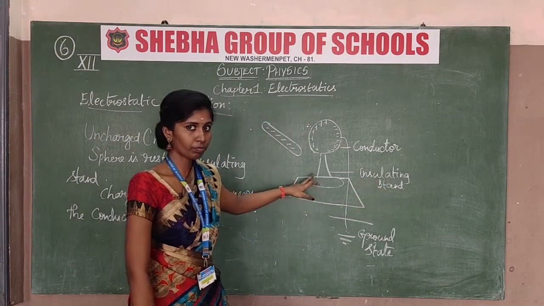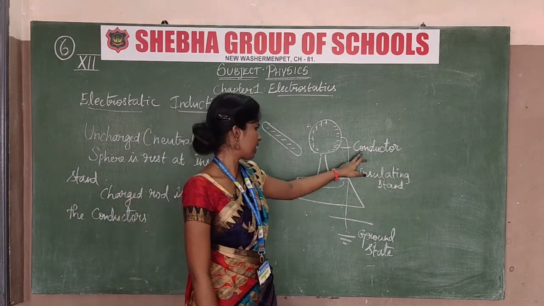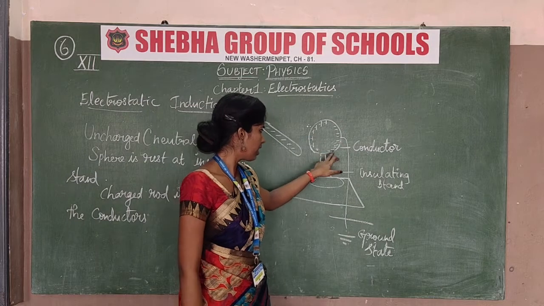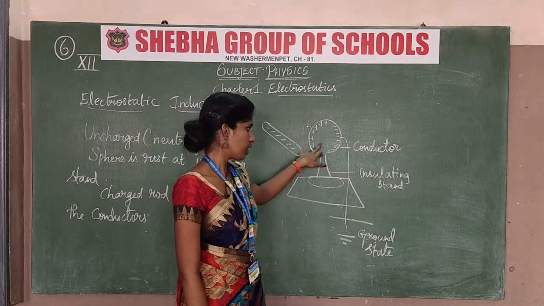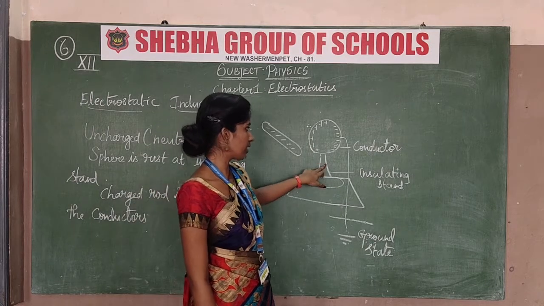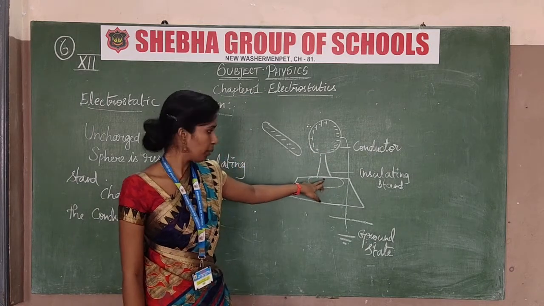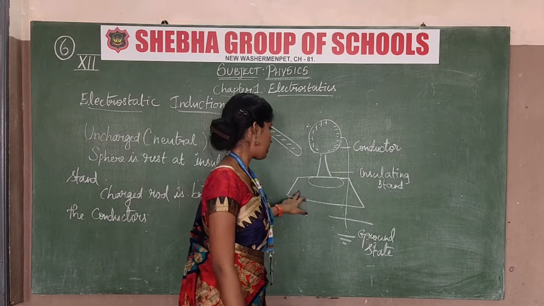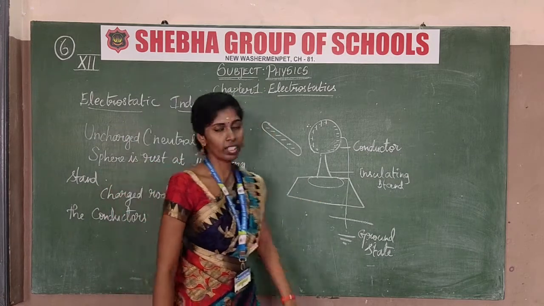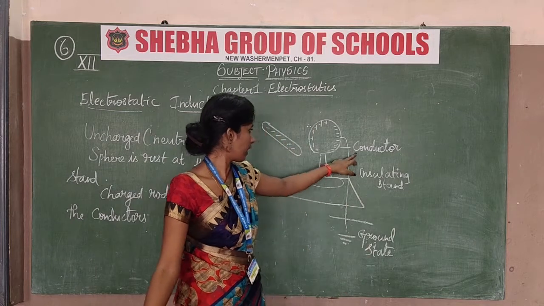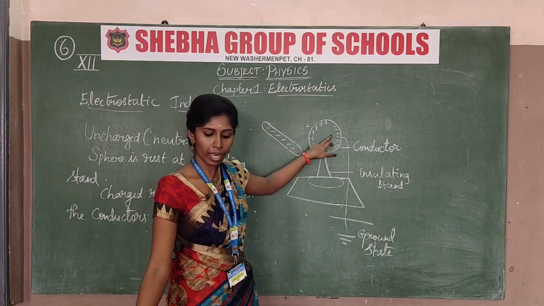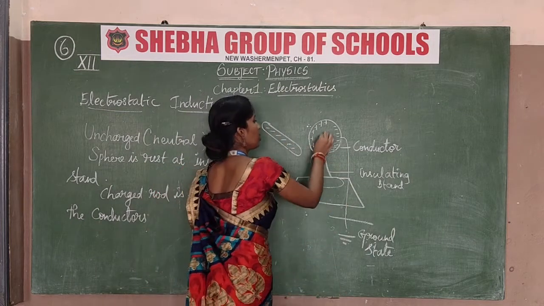So it's a conductor, a metallic conductor. The lower part is an insulating stand, so no charges will be produced in between. This is the surface of the metallic sphere, so the charges will be neutral. Inside the conductor the charge will be zero, a neutral surface.